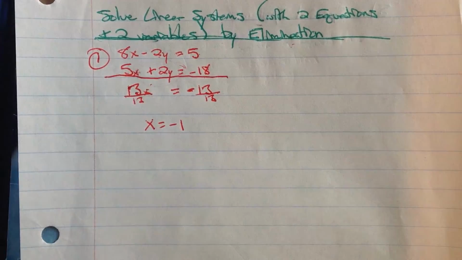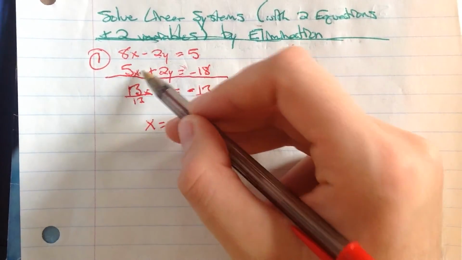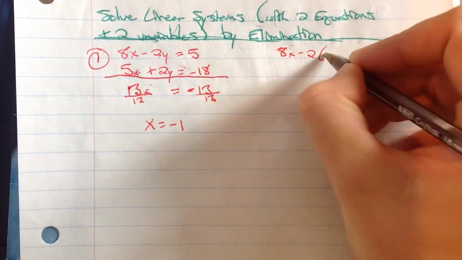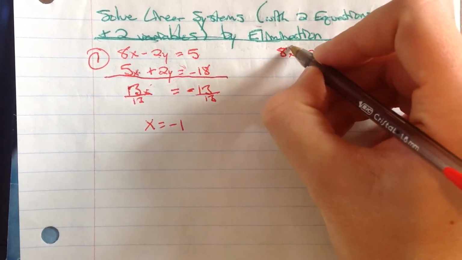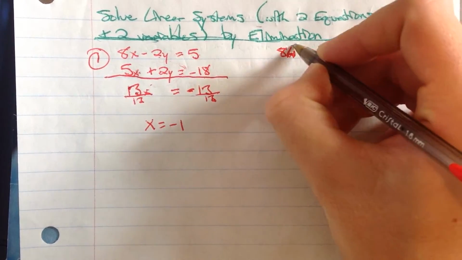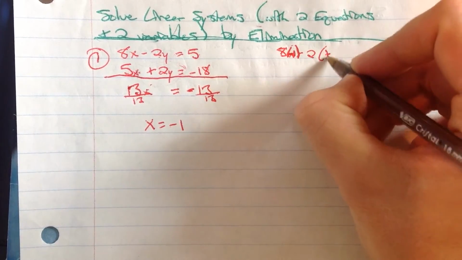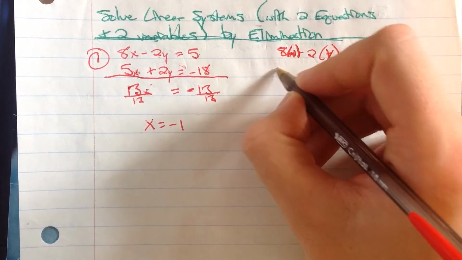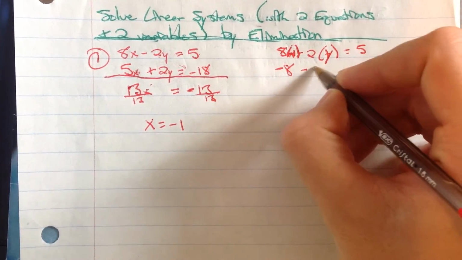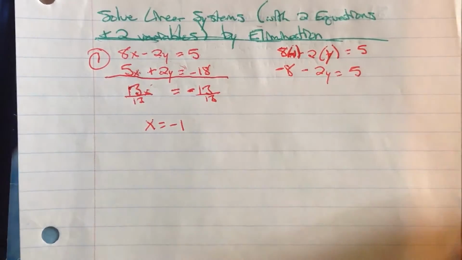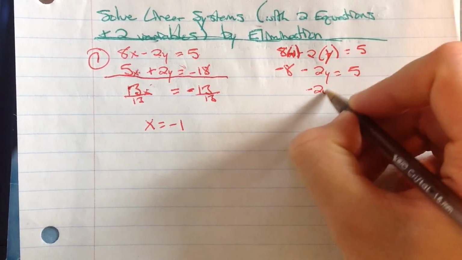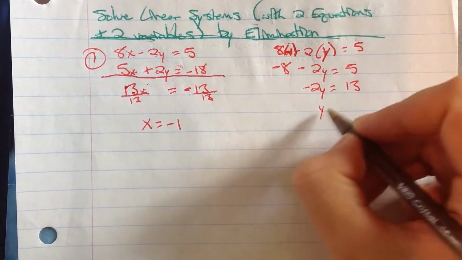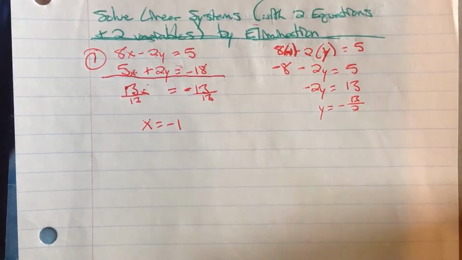Now, if we plug this back into either equation, we can solve for y. So say we do the top one, we get 8x minus 2y equals 5, plugging in for x, not y, negative 1. So 8 times negative 1 gives us negative 8. Minus 2y equals 5. Negative 2y equals 13. And y equals negative 13 over 2.